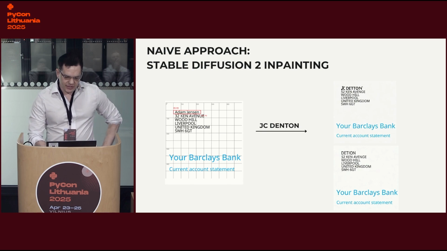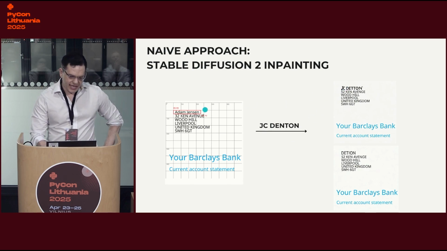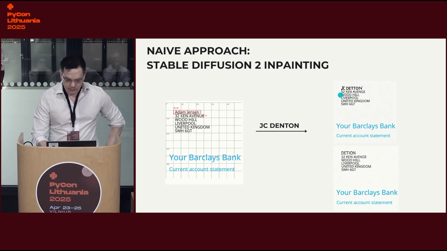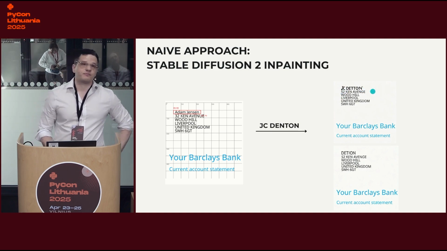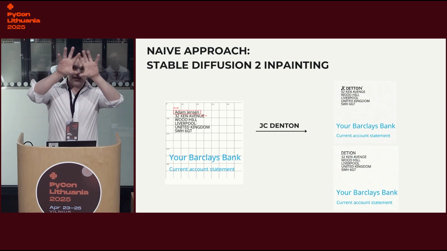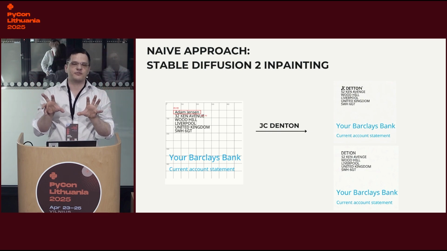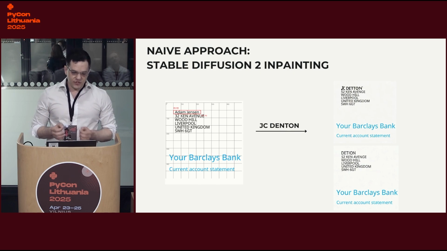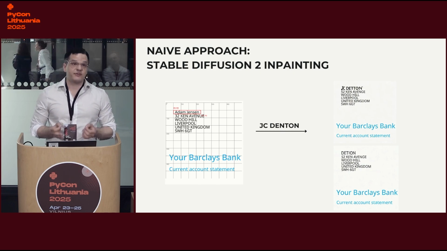Secondly is an issue with the actual sort of positioning. As you can see here, I wanted it to replace Adam Jensen, and it did a decent job trying to replace things, but it also went just below the actual boundary condition and replaced the address down here, which I didn't want. I mean, this makes sense if you're altering natural images because you want to make the surrounding area sort of consistent, but it's not something you want with financial documents.